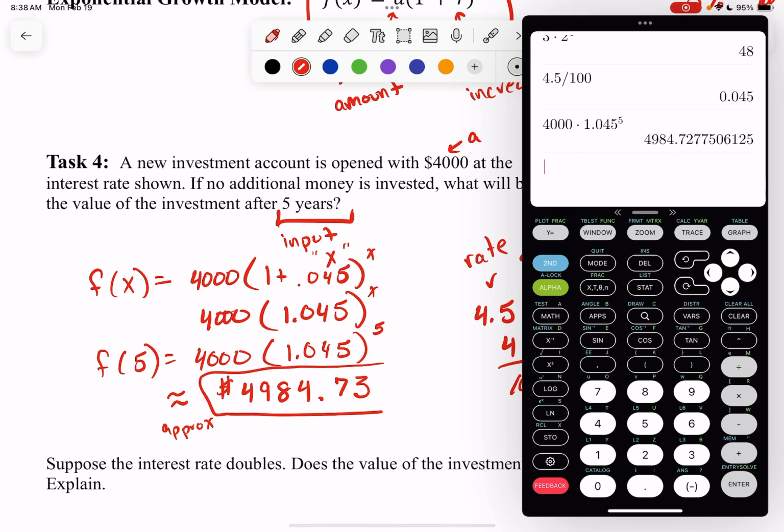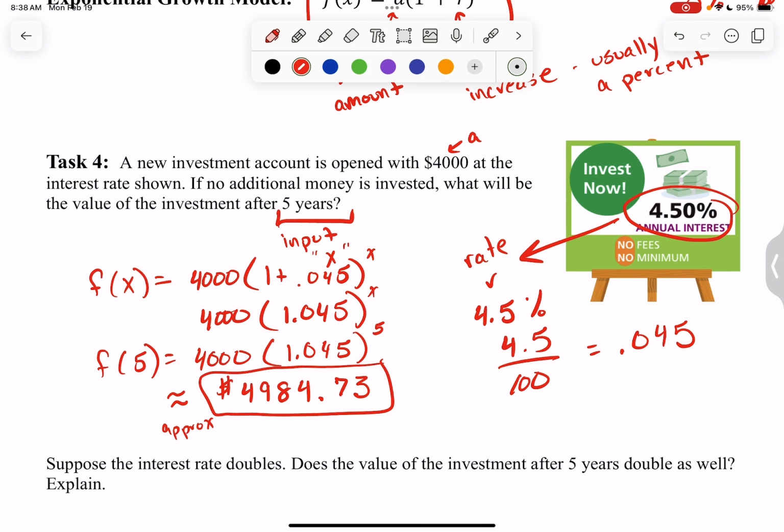So I will have approximately $4,984.73. Okay, so again, we're investing money and we're getting interest rates. So they're paying us to invest our money. So we made more money. We made about $900 here.